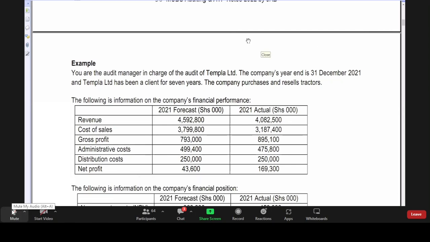Can you all see what I'm sharing? Yeah, there's someone. Bonita is not seeing what I'm sharing.